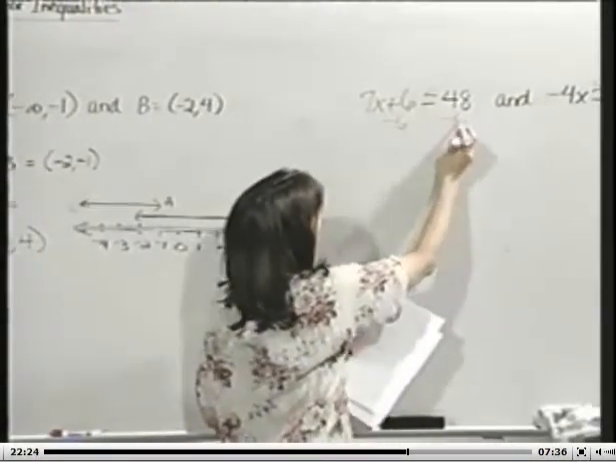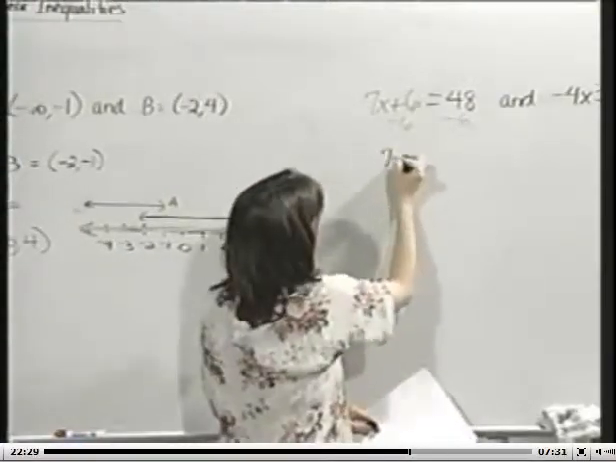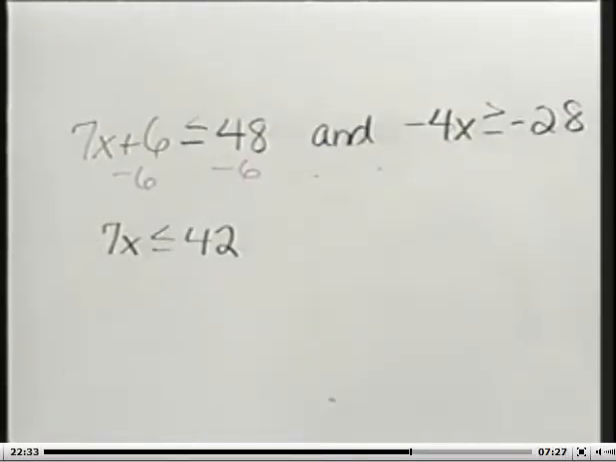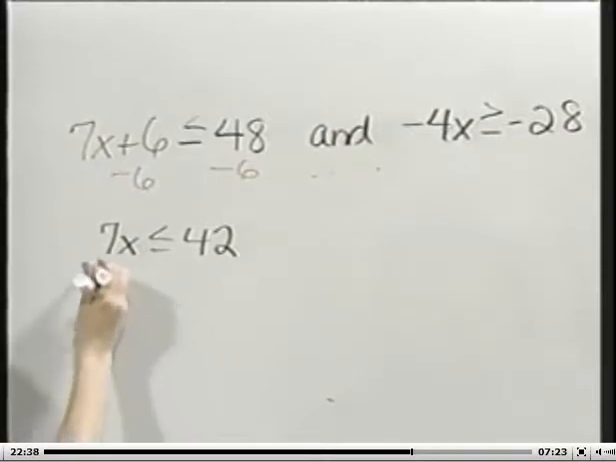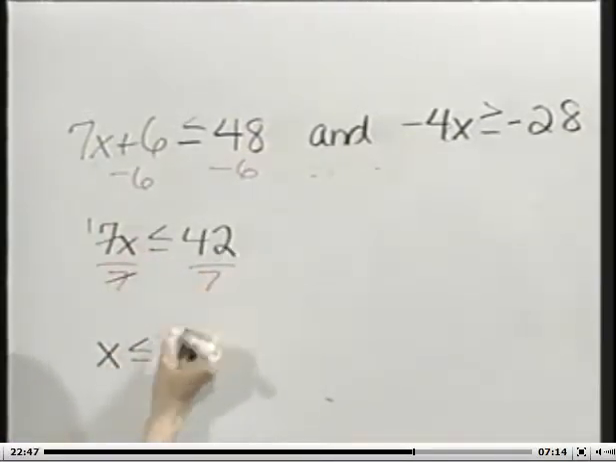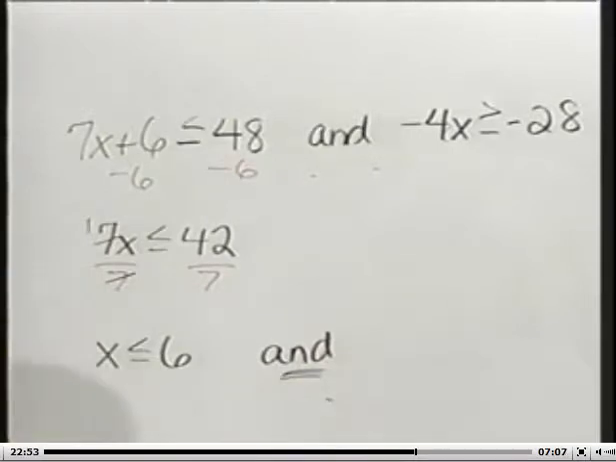We'd start by subtracting 6, right? So we'd get 7x is less than or equal to 42. And then we would divide each side by 7, right? And so we would get x, because the 7's cancel, we would get x is less than or equal to 6. And keep that word because you have to know if you're intersecting or unioning.